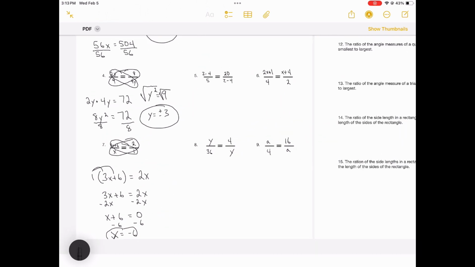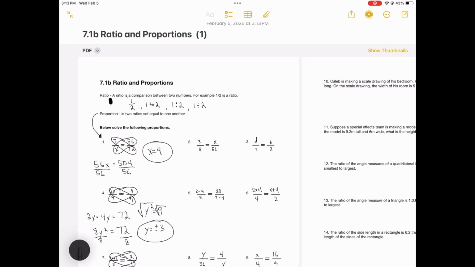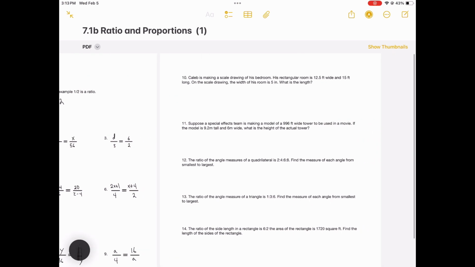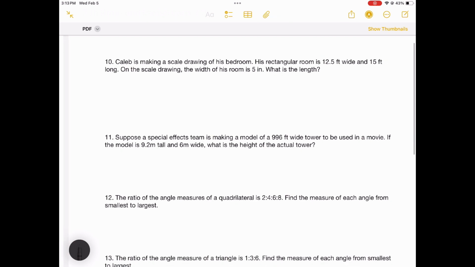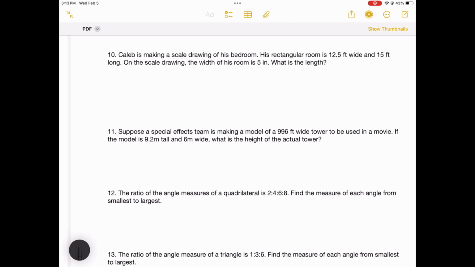All right, let's talk about the word problems because that's where most of you are probably going to struggle. So we'll talk about how to do them. All right, Caleb is making a drawing of a bedroom. Sometimes it helps to actually draw these things out. So Caleb is making a scale drawing of his bedroom. His room is 12.5 foot wide and 15 foot long. So I'm just going to draw that real quick.